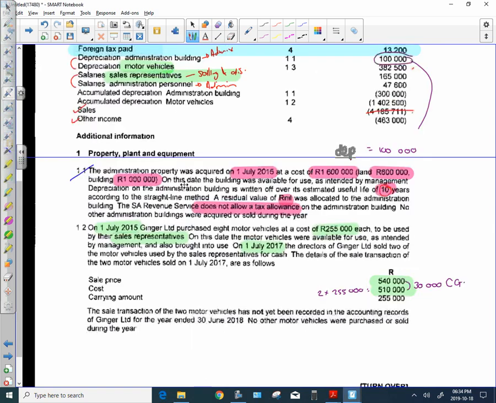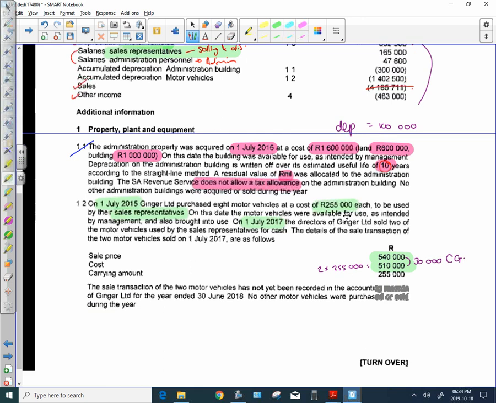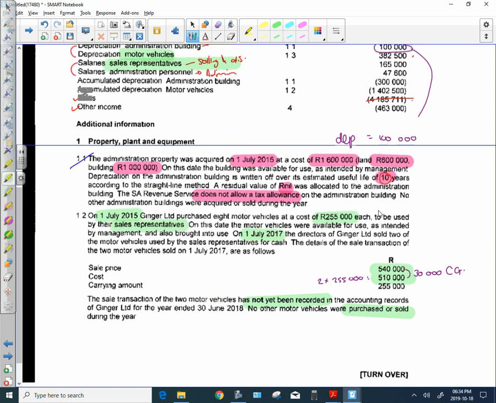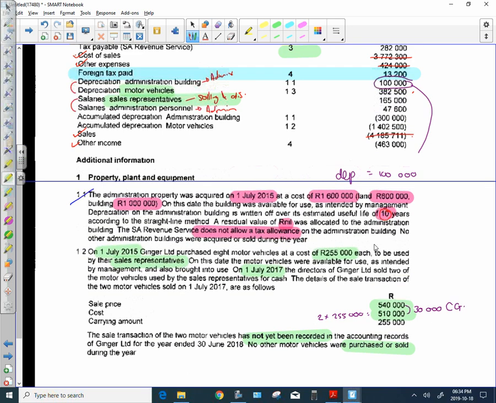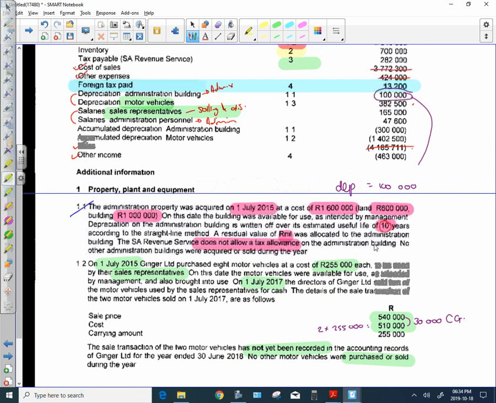Right, and then just finishing this quickly, they say that the sale of the two motor vehicles have not yet been recorded in the accounting records of Ginger for the year ended 30 June 2018. There were no other motor vehicles purchased or sold during the year. Right, so they're telling me they have not yet accounted for the sale of these motor vehicles, so I need to go and account for that. That means that looking at other income over here, there's not a profit included in there yet. I have to go and manually include it.